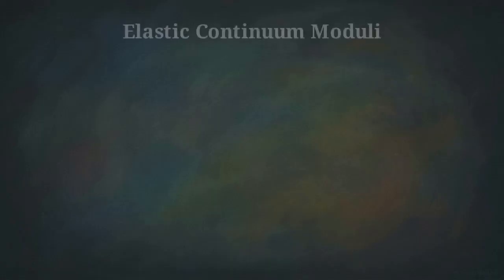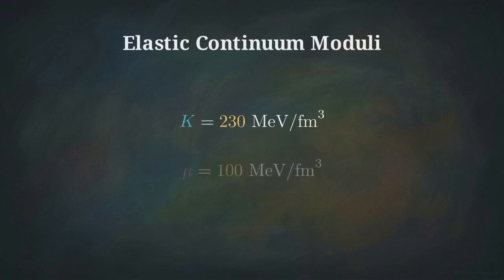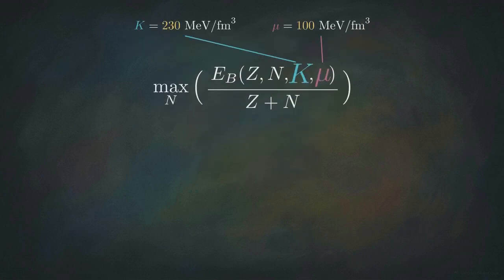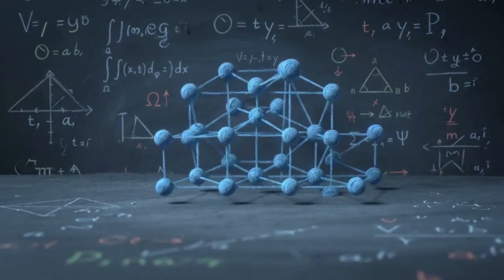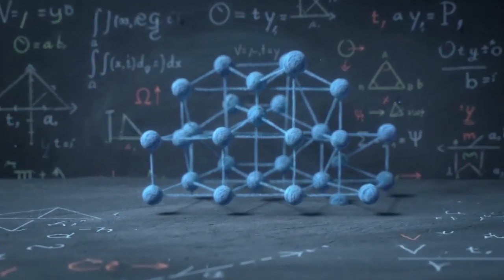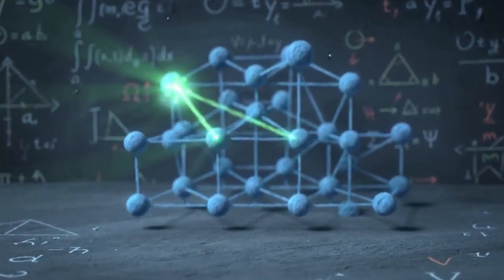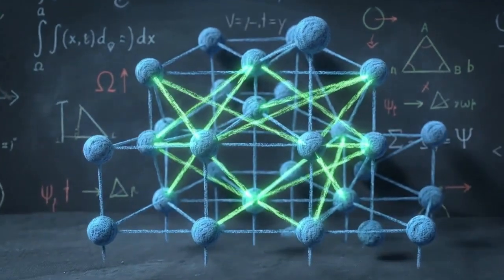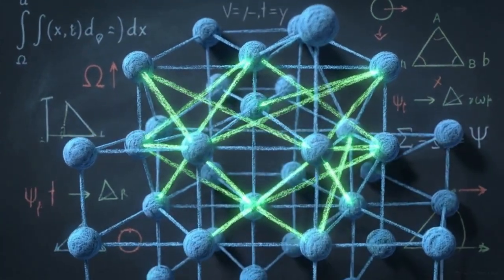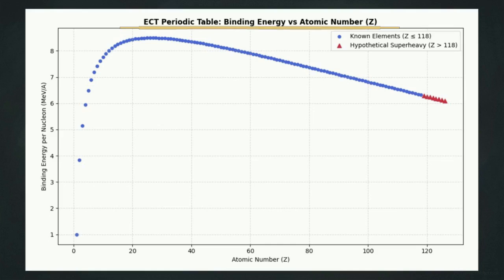We now feed the concrete continuum moduli values, 230 mega-electron volts for bulk and 100 for shear, into an iterative numerical scan across the elements. For every atomic number Z, the algorithm tests varying neutron numbers to identify the combination that minimizes continuum stress and maximizes binding energy per nucleon. This chart displays the output of the computational sweep, mapping the optimal stability states of the lattice.